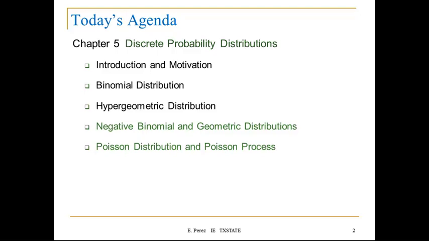Also, we discussed two discrete probability distributions, the binomial distribution and the hypergeometric distribution. Today, or in this video, we're going to focus on three other distributions, specifically the negative binomial and the geometric distributions. And finally, we're going to talk about the Poisson process and the Poisson distribution.